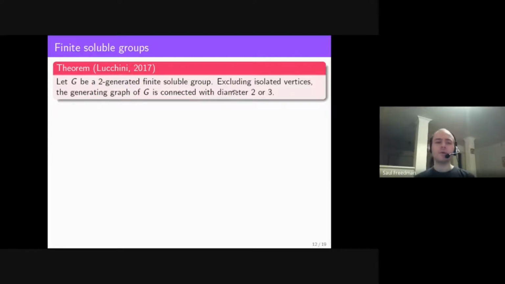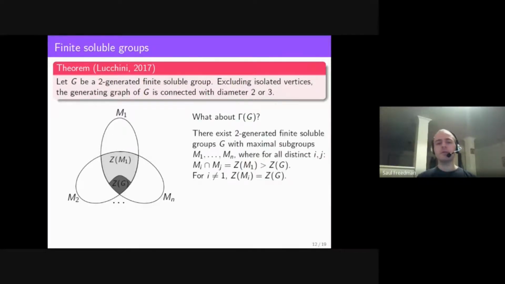Well, does this theorem still hold for soluble groups in the case of gamma of G? That's the question, and the answer in fact is no. So there exist 2-generated finite soluble groups G. There's a diagram of the maximal subgroup structure of such a group G on the left. We have maximal subgroups M1, M2 up to Mn. The intersection of any 2 distinct maximal subgroups is the center of M1, which properly contains the center of G, and any maximal subgroup other than M1 has a center equal to the center of G.